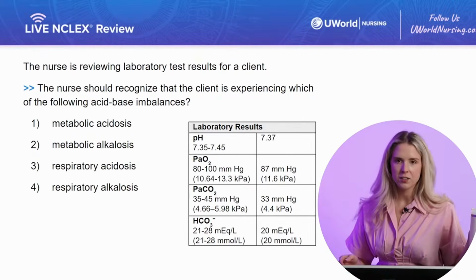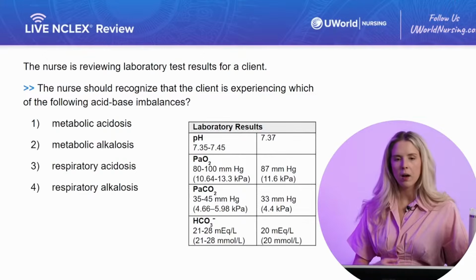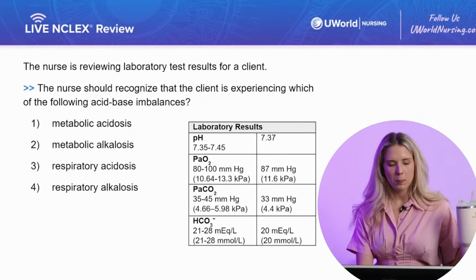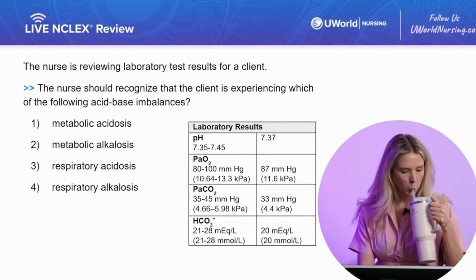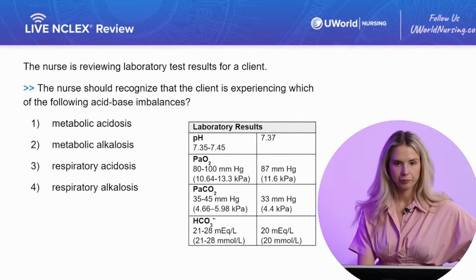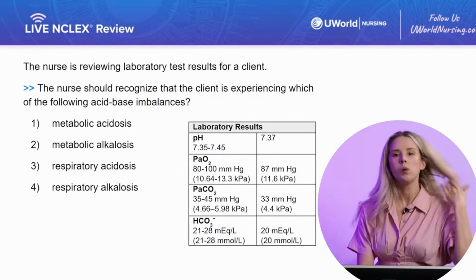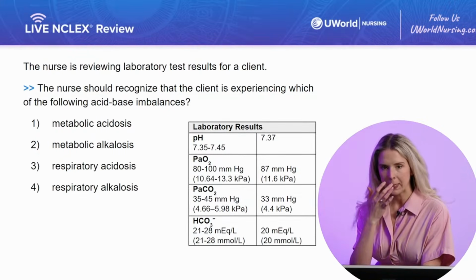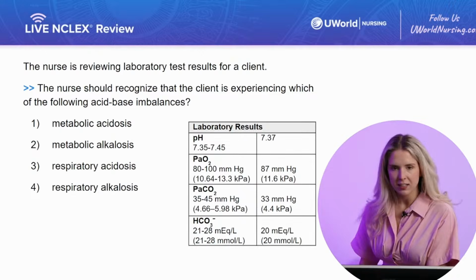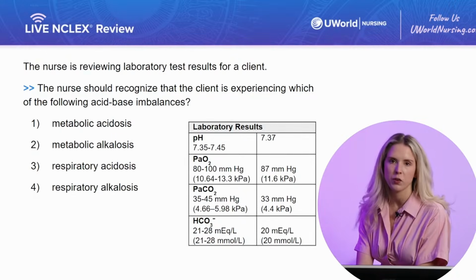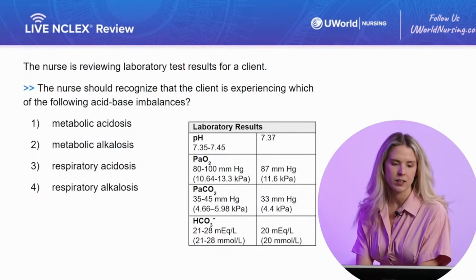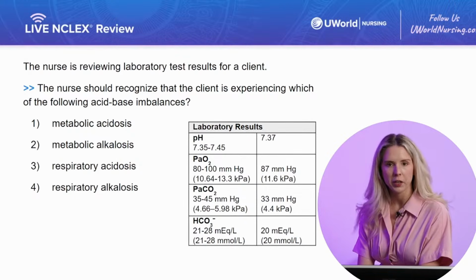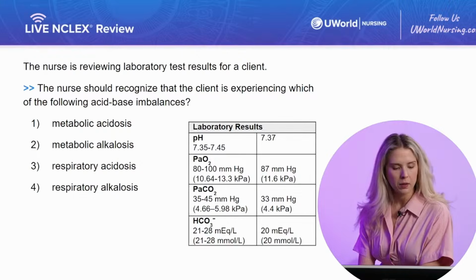Remember, start with pH, then we go to ROME, is it respiratory or metabolic, and then we see if it is compensated or uncompensated. Alrighty, I'll give you a few more seconds. Again, do your ROME trick, draw your arrows, do your decimals, however it works for you. I know there's a lot of different ways that we can do ABGs. The trick is just finding the way that works best for you.